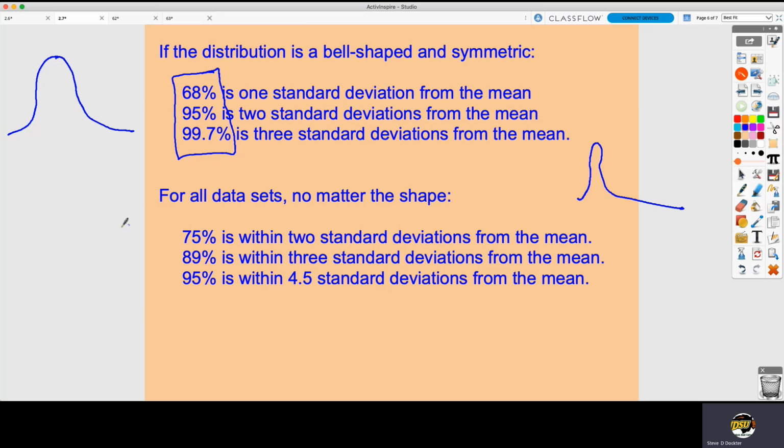But no matter the shape, 75% of the data points will fall within 2 standard deviations of the mean. 89% will fall within 3 standard deviations of the mean. And 95% is within 4.5 standard deviations from the mean. Like I said before, I don't know how important these three numbers are, because I had never heard of them before.